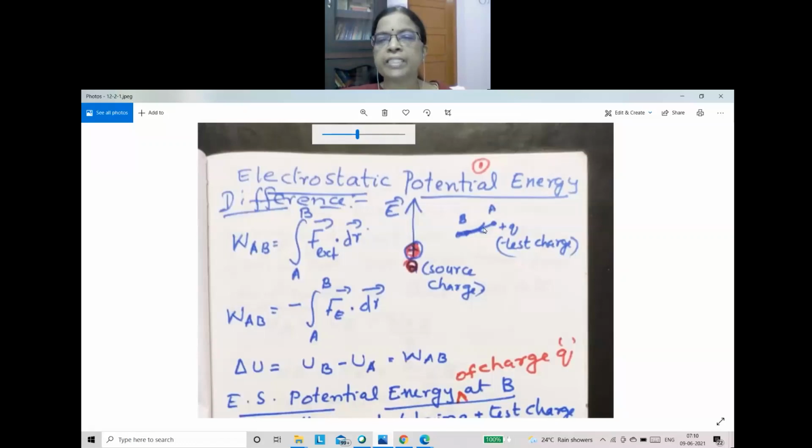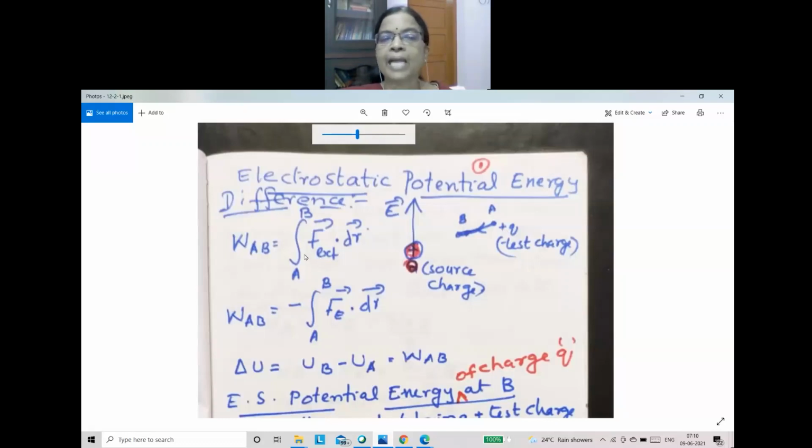So the work done by F external is inwards, but Fe, the force due to the electric field, is outwards, while F external, the work done by us, is inwards towards the charge. So both are opposite. We are doing work external to the electric field, towards the charge, and the work done by the electric field is away from the charge.